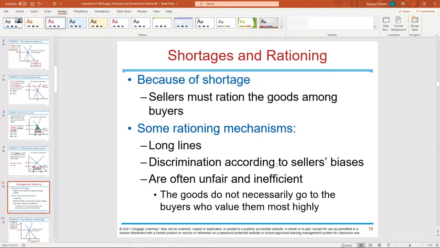You also see discrimination according to sellers' biases. It can be from their long-time clientele. They'll take care of them, but they're not going to take care of anybody else. And it could be extremely unfair and inefficient. Because the goods don't go to people that value them the most.